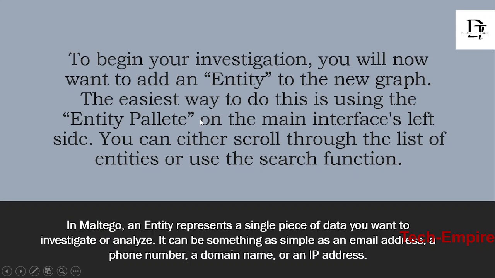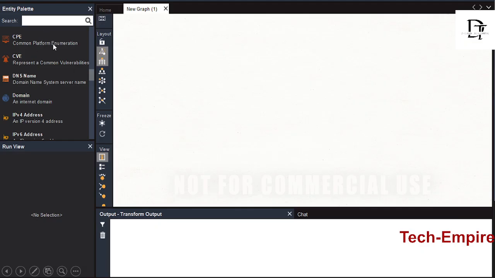Now, before we proceed, look at this note I put under. In Maltego, an entity represents a single piece of data, information. That's the information you want to investigate or analyze. So when looking at entities, you have the CPE. What's the meaning? Common Platform Enumeration, if that is what you want. CVE, Common Vulnerabilities and Exposures, whatever.